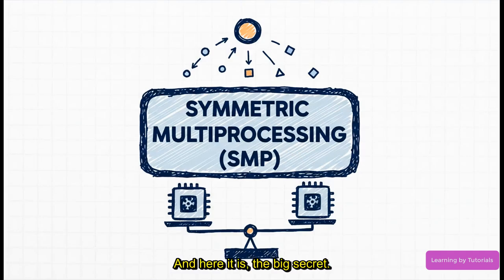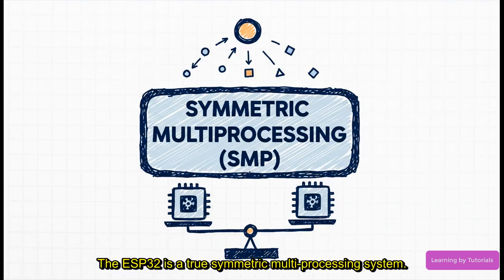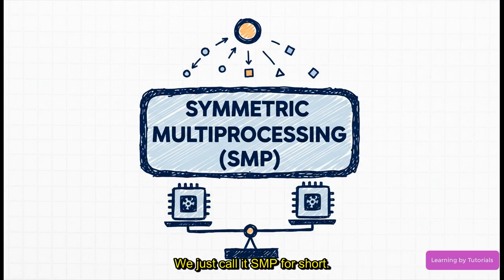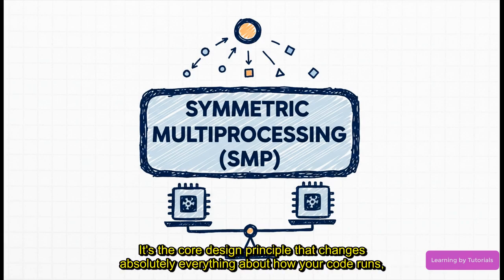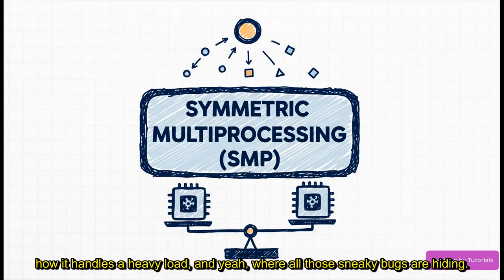And here it is, the big secret. The ESP32 is a true Symmetric Multiprocessing system. We just call it SMP for short. Now, this is not just some fancy acronym to throw around. It's the core design principle that changes absolutely everything about how your code runs, how it handles a heavy load, and where all those sneaky bugs are hiding.